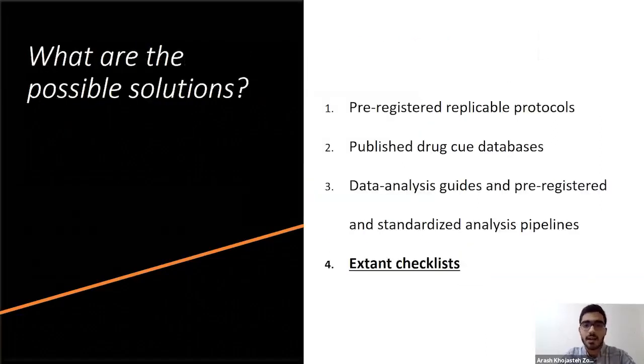But the question is, what are the possible solutions and options for facing these challenges appropriately? As you can see in the slide, some of the proposed solutions can be having pre-registered replicable protocols along with published drug queue databases, also using data analysis guides and pre-registered and standardized analysis pipelines. But the one solution that we are going to discuss in the next couple of minutes is the extent checklist, which aims to act as a standalone tool for describing methodological details considered to influence results of FTCR studies.